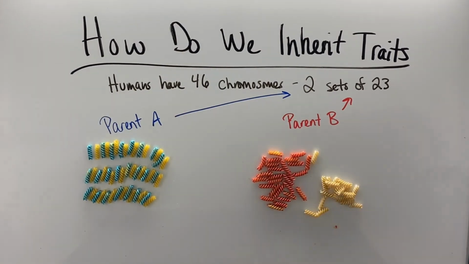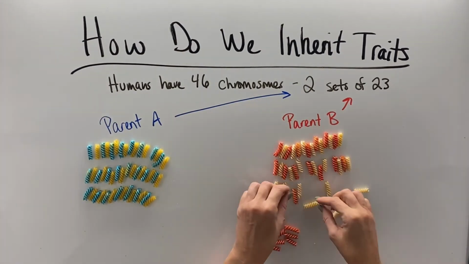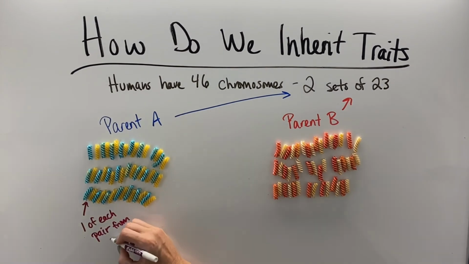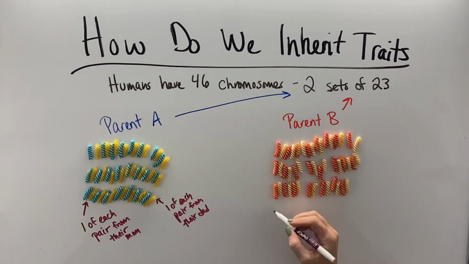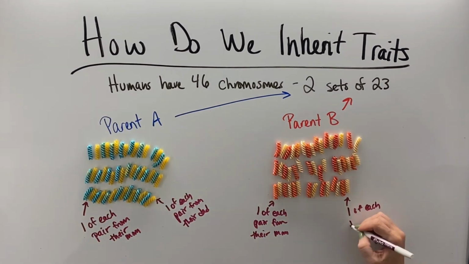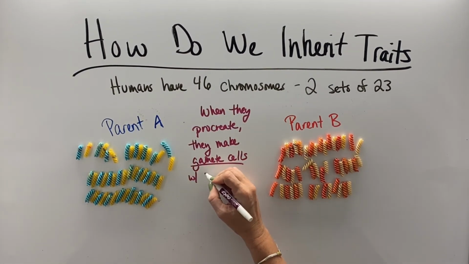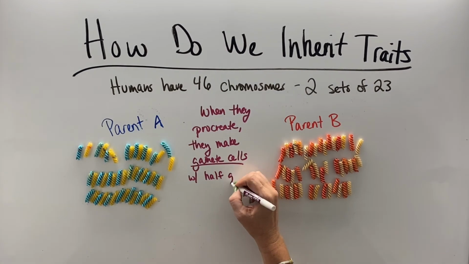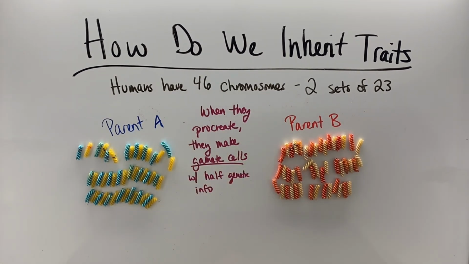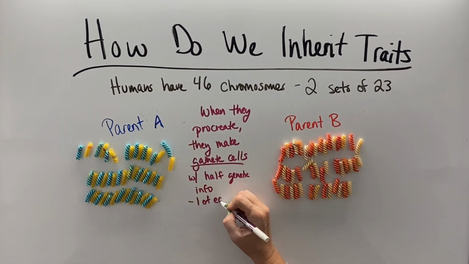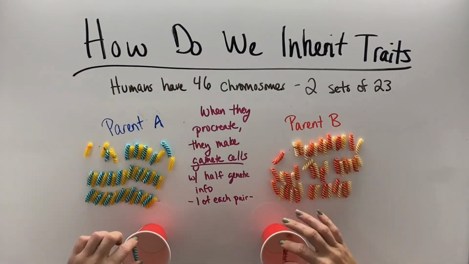And so if we wanted to illustrate that parent A has half their DNA from mom and half from dad, we could use these 2 colors of noodles to show that, right? So 1 of each pair from mom, 1 of each pair from dad, all the way down for 2 sets of 23. When people procreate, they make gamete cells, and these gamete cells contain half of the genetic information, basically 1 of each of the 23, 1 of each pair, right?